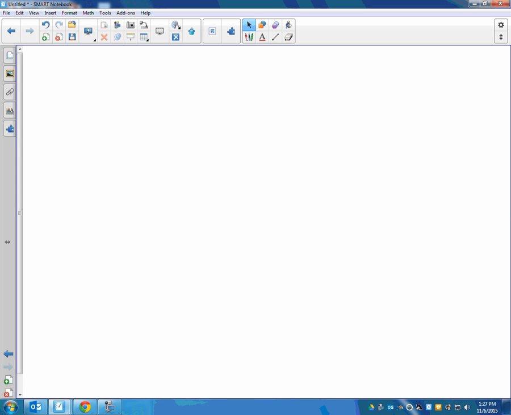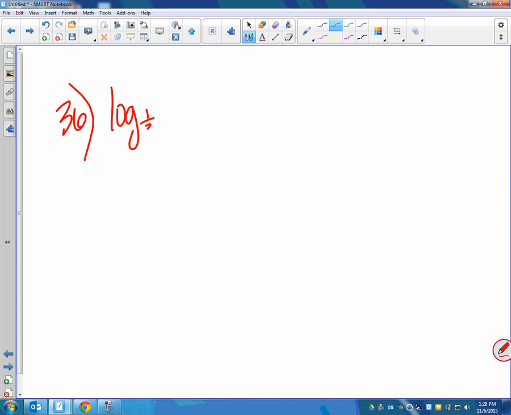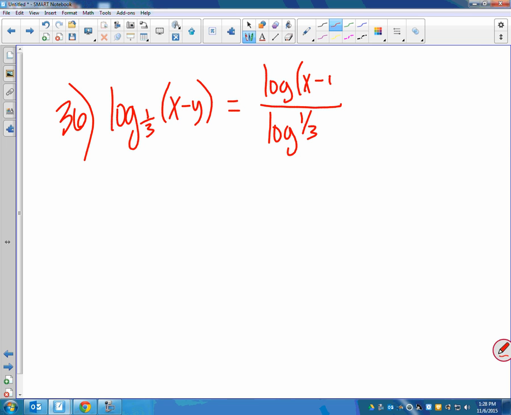Number 36 says, write the expression using only common logarithms. So they're wanting you to use change of base, but they're putting letters in there, so you can't actually work it out. They just want you to use the change of base. Change of base says the base goes on the bottom, so you could say log of 1/3 on the bottom, and common log on the top would be log of x minus y.